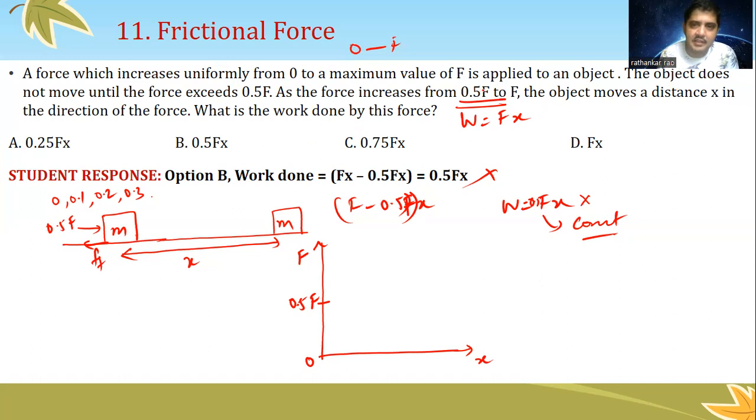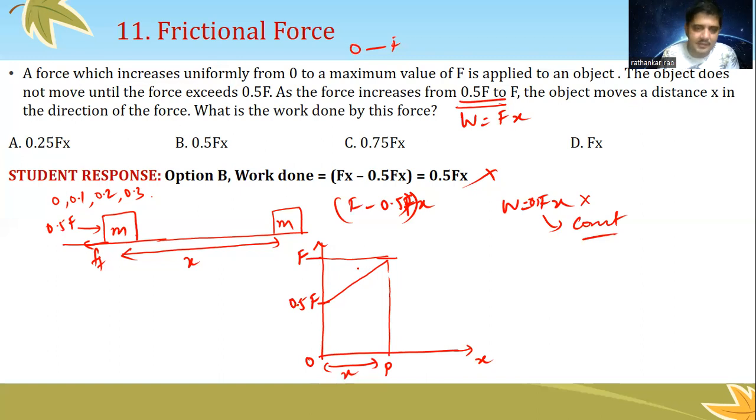Now, when I increase the force, for every increase in force, the object will be moving by a smaller distance. So I draw a line like this, which indicates that I have applied a force, and for every increment in the force, the object has moved a distance x over here. Let me say this is P, this distance is x, and this value is nothing but capital F. Until 0.5 F, the object did not move. Beyond 0.5 F, as I increase the force, the object started to move.